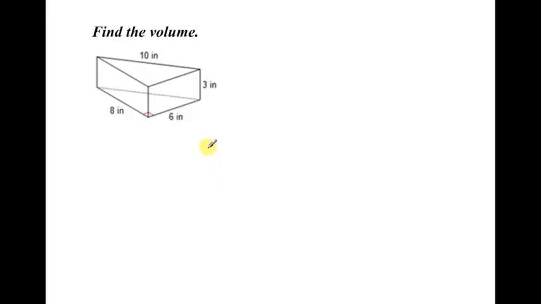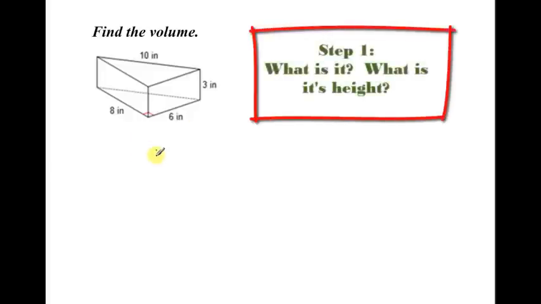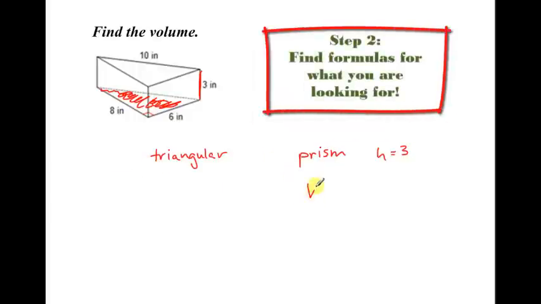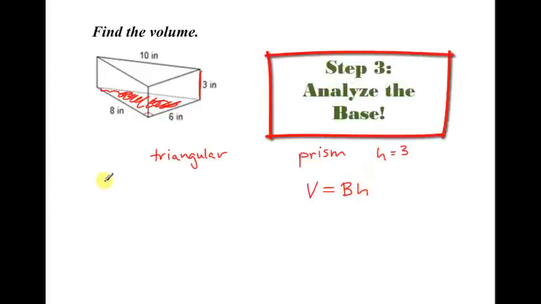Now we're going to run through the exact same steps that we have in our other lessons. First of all, what is this? I see that it's got a triangular base, so I'm going to call this a triangular prism. And while I'm at it, I'm going to note the height of the prism is this distance between the 2 bases of 3 inches. And here's my base. All right, so our formula that we're going to need is the volume formula, which is our base area times the height. And now let's analyze that base as we look at the area.